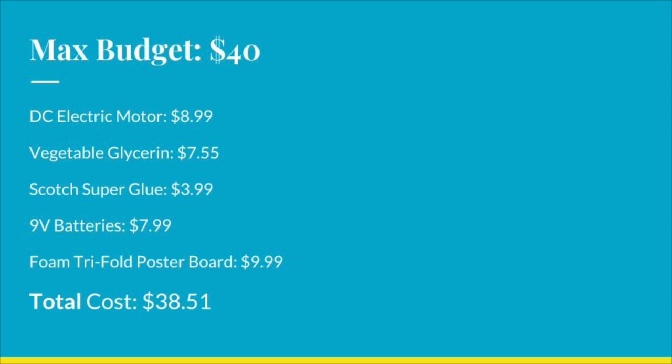We spent $9 on motor, $8 on glycerin, $4 on glue, $8 on batteries, and we bought a trifold poster board for $10. So our total cost was $38.51.